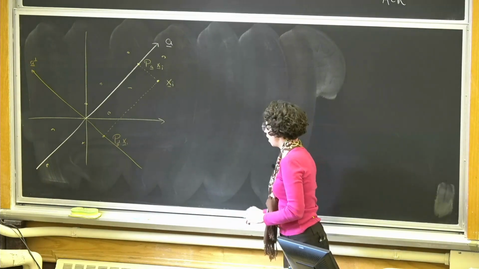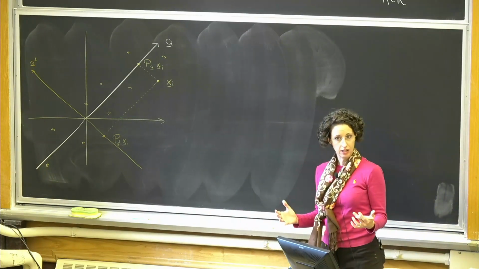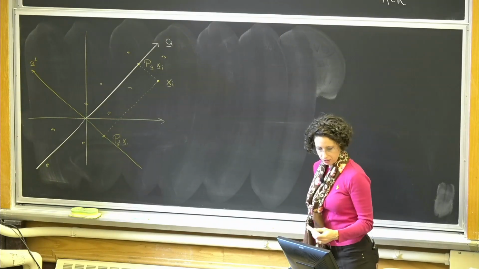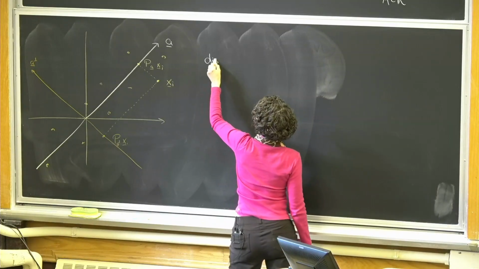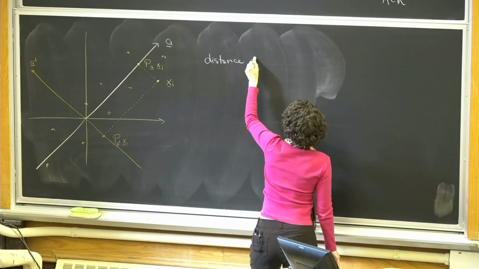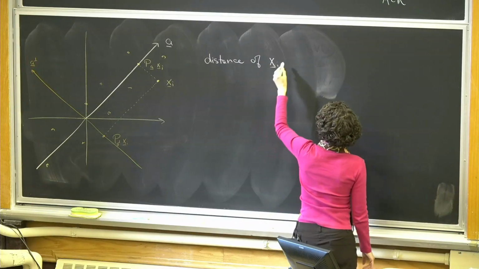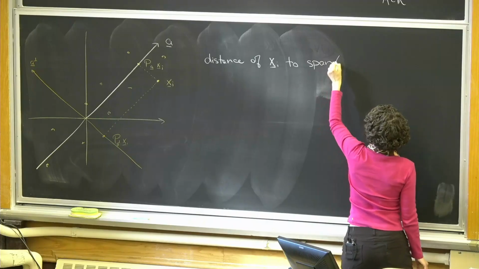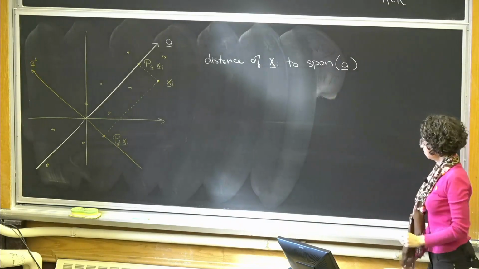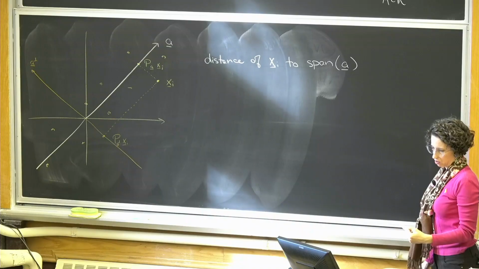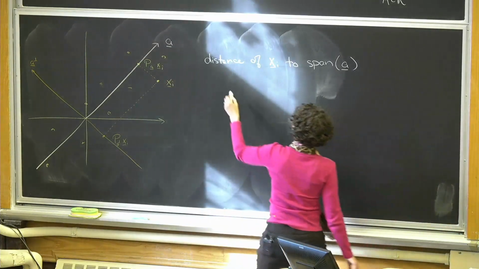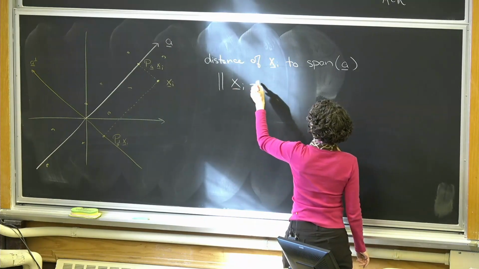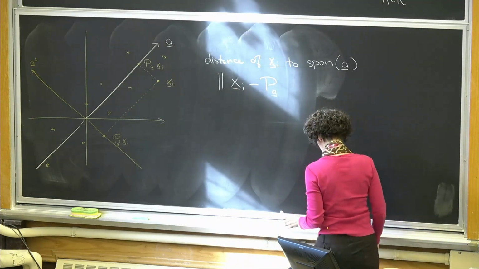So when we think about how well this subspace A is fitting our samples, we can now think about the distance of xi to the subspace spanned by this vector A. And what does that correspond to? Well, I'm going to look at this point xi minus its projection onto A.